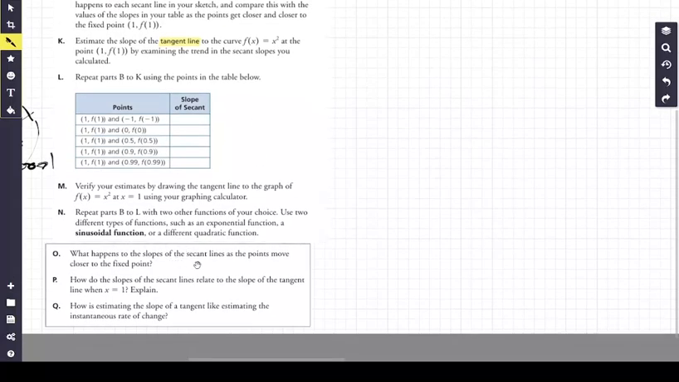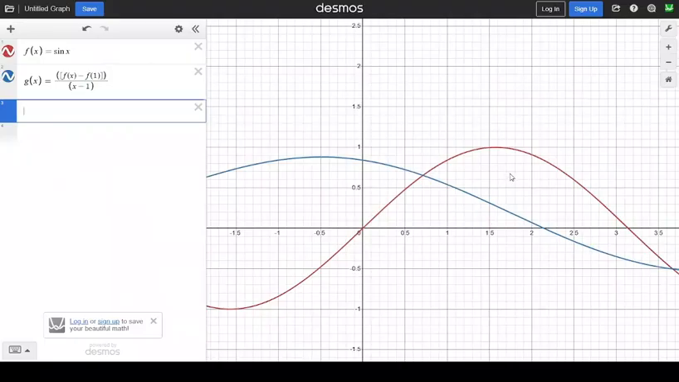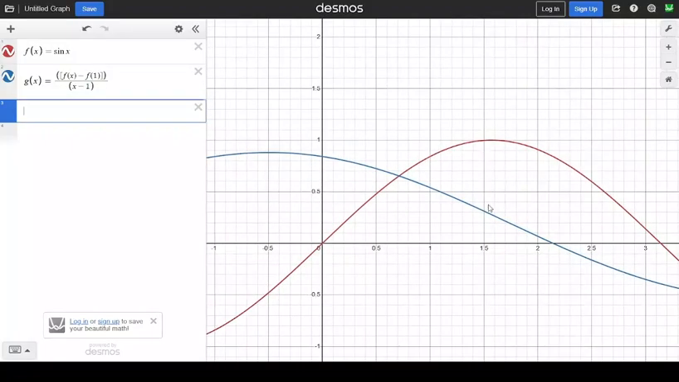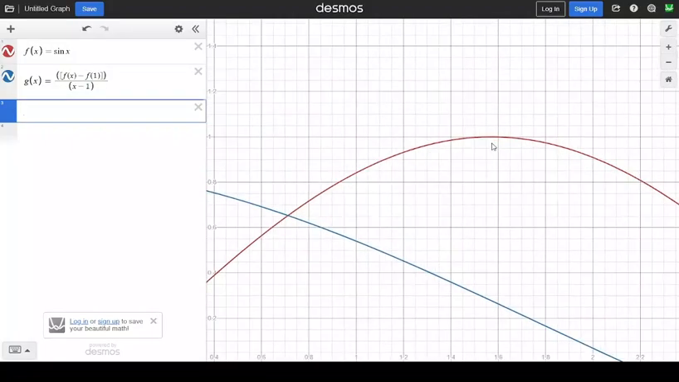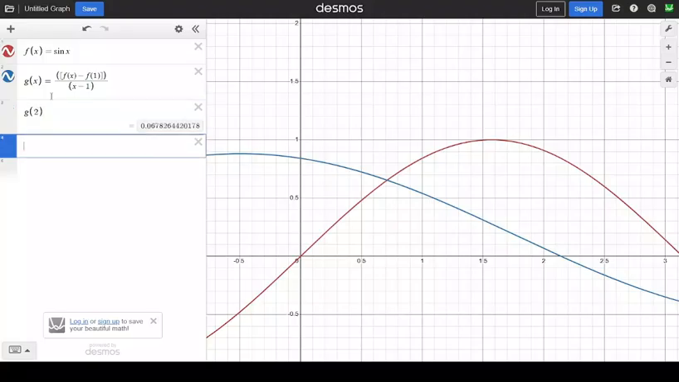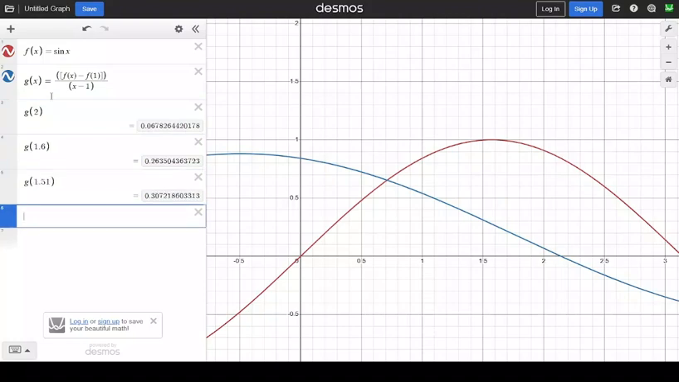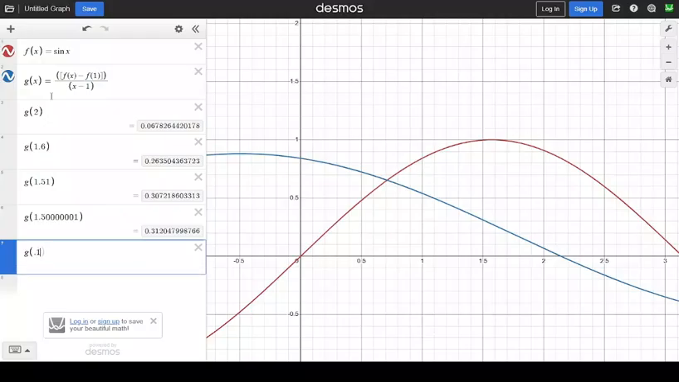So what happens to the slope of the secant point? I actually don't really understand how the metric works here, so let's just do 1.5 instead. So g, let's pick a value from 2, and then g of 1.6, and then g of 1.51, and then g of 1.500001, and then g of 1.50000001.